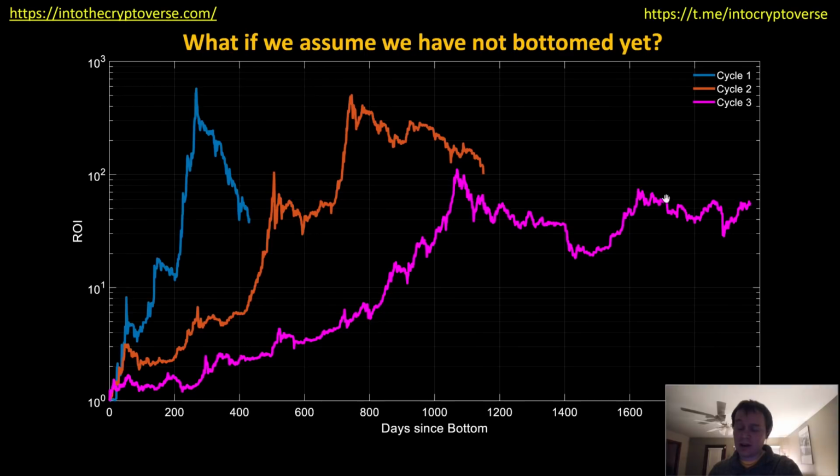So the first one is not the 4-year cycle. It's just, what if we've not bottomed yet? What if 3,100 was not the bottom? And one of the reasons why you can understand why some people may think that would be true is because if you look at the first bear market, it was rather short-lived. I mean, it didn't take very long.